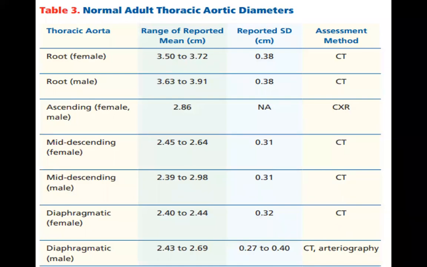Talking about the normal adult diameter, so we can see the thoracic aorta, the root in female is ranging from 3.5 to 3.7, assessment done by CT. In male, 3.6 to 3.9. The ascending in male and female is equal, ranging around 2.86. And this is the mid-descending in both male and female.